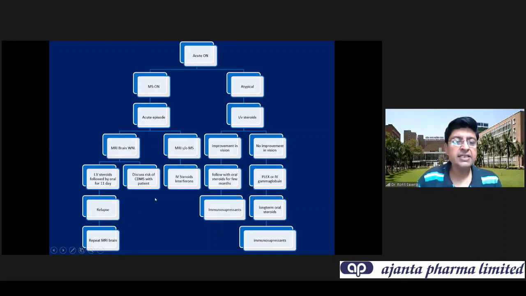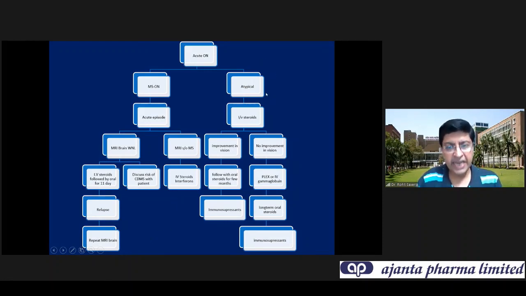You may discuss long-term MS with patients who are worried or who have a family history, or there is a subtle risk that they've had previous episodes. You may discuss long-term therapy and prevention of or delaying onset of MS. However, if the MRI is suspicious of MS, after IV steroids, you must seriously discuss the role of interferons in these patients to prevent their progression to multiple sclerosis.